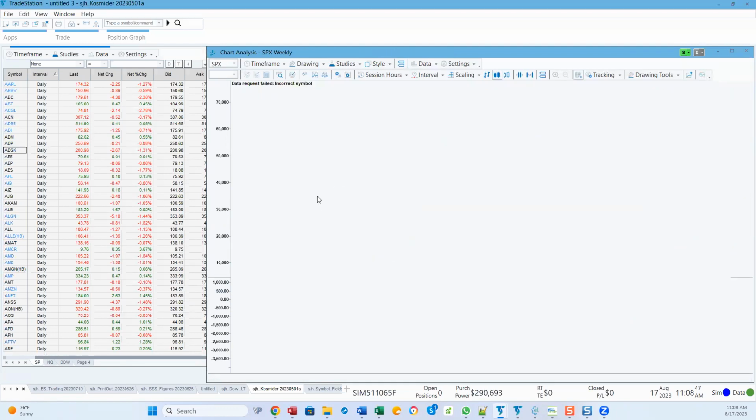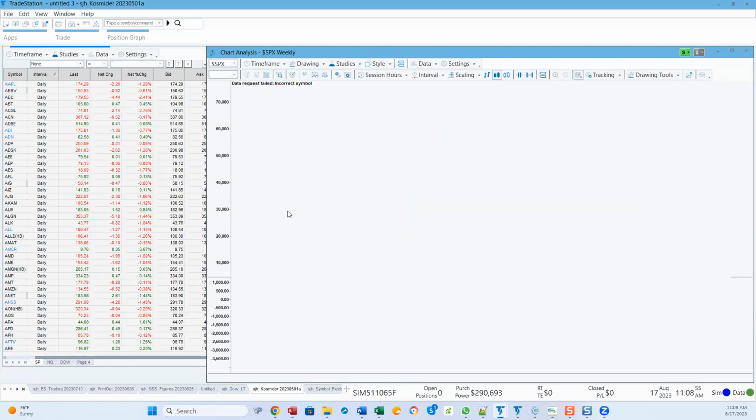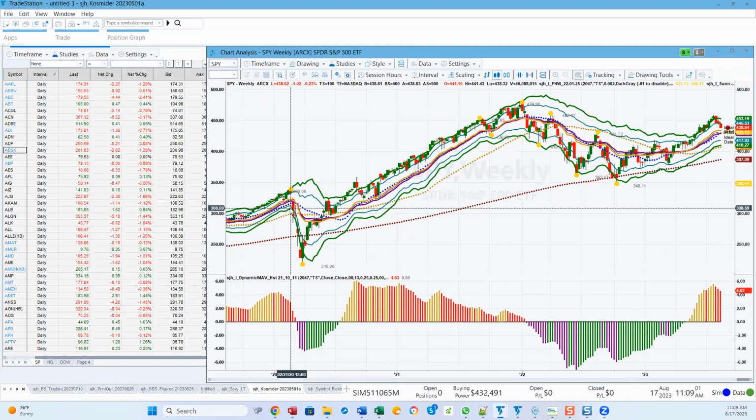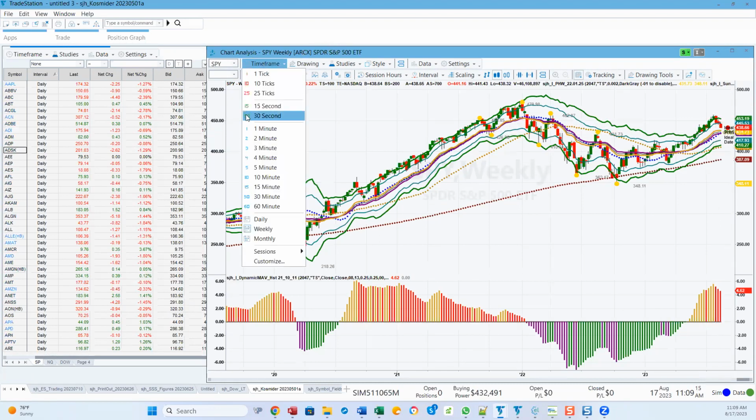SPX, we got that one. Dollar SPX. No, what's the symbol? Let's do SPY. So there's the spiders on a weekly chart, and it looks like we're coming down here to a flat DMA. When the DMA is flat, we're looking for congestion. So right in through here, we should see congestion on the weekly chart.